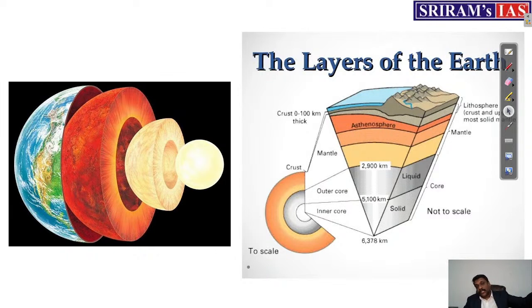There is one more way of classification. The outermost layer you call the lithosphere. Below the lithosphere, you have a layer called the asthenosphere. Below the asthenosphere, we have the mesosphere. Below that, we have the outer liquid core and the inner solid core. So when I talk about the classification of the Earth's interior, we can classify them on two different bases.